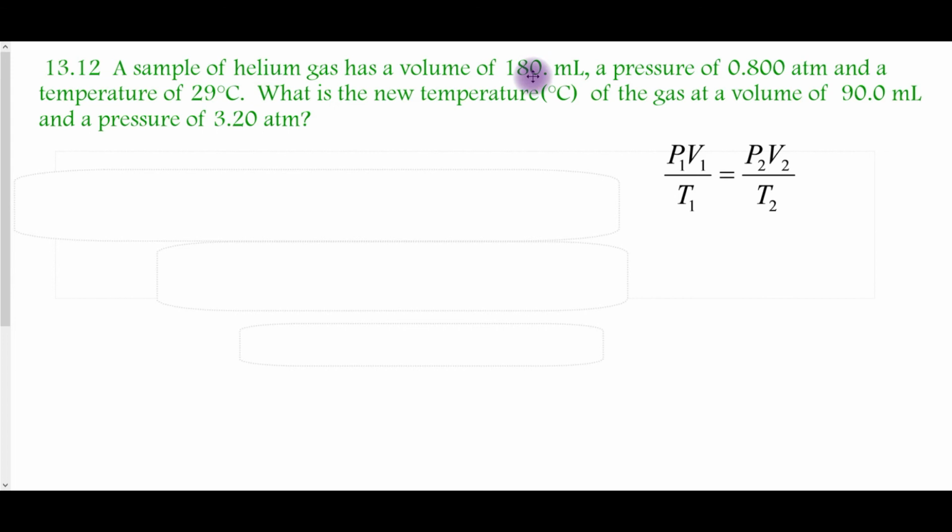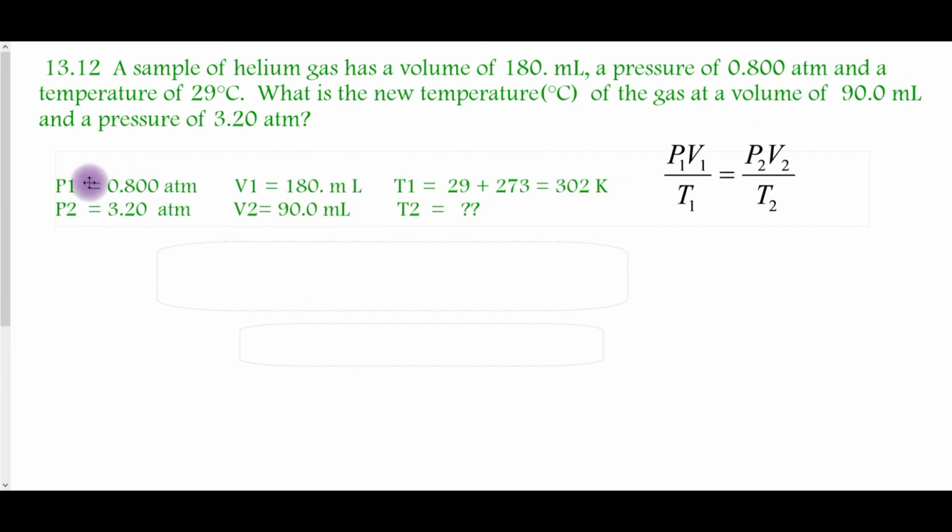Helium gas is given an initial volume, pressure, and temperature. The question is, what is the new temperature if we change the volume and the pressure? Identify the initial conditions, the pressure, the volume. Notice the temperature has been changed to Kelvin. Also identify the second set of conditions.